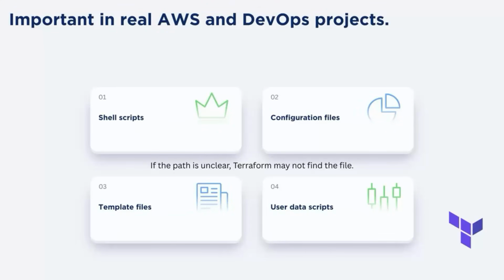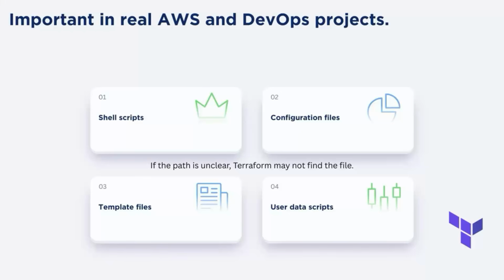This is very important in real AWS and DevOps projects. Why? Because Terraform often needs to read shell scripts, configuration files, template files, user data scripts. If the path is unclear, Terraform may not be able to find the file and gives you an error. And there is one mistake which we generally make when we are in the initial stage of learning Terraform or when we are doing a Terraform project for the first time.